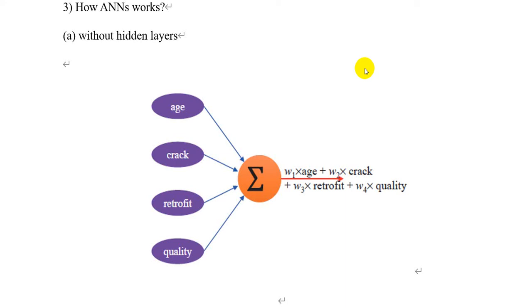Okay, now let's talk about how neural networks work. Let's assume that we have a neural network in which there is no hidden layer. We just have an input layer and an output layer, as you see there. It's one of the simplest neural networks.